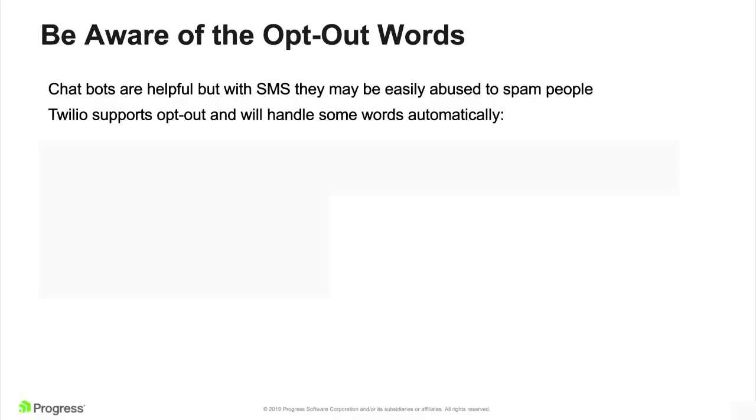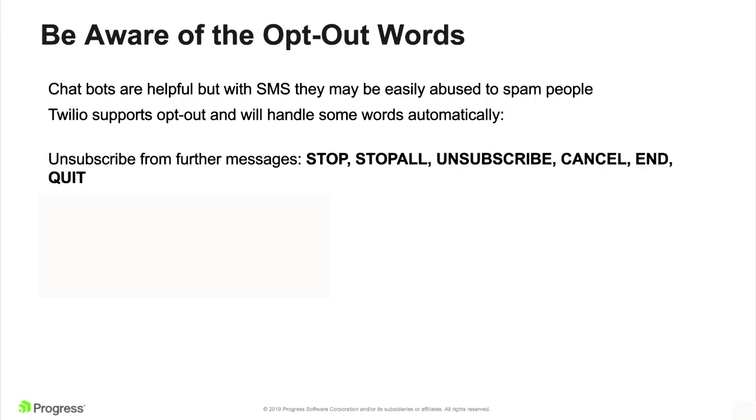Be aware of opt-out words. With SMS, it is very easy to spam people. For regulatory reasons, Twilio supports automatic opt-out with a set of special words. If your user sends stop, stop all, unsubscribe, cancel, end, or quit, they will be automatically unsubscribed from receiving further messages from your bot. Twilio handles only single-word messages.